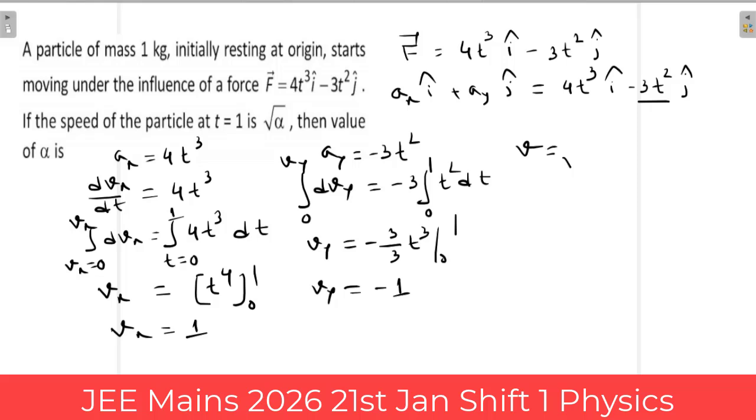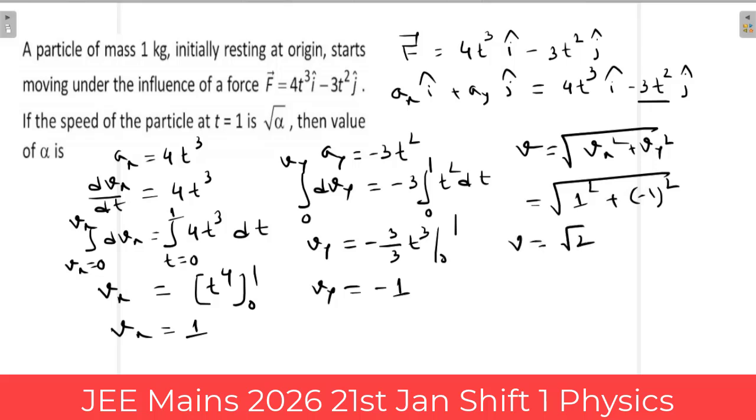So v, the speed, is root over vx² plus vy². So vx is 1, that is 1 squared plus minus 1 squared. So it becomes root 2. So v, that is the speed, is root 2, and it is given as root alpha. So this is equal to root alpha. So alpha is basically 2. So the value of alpha is 2.